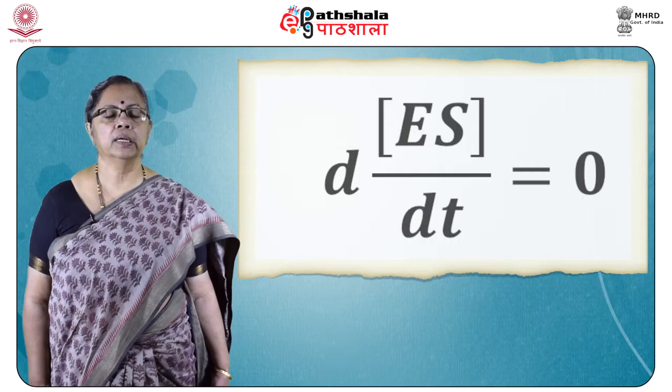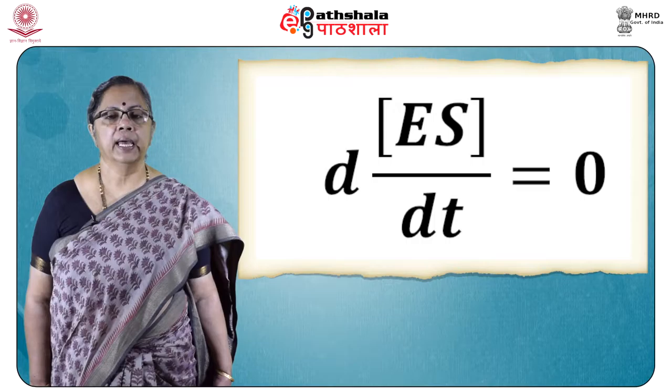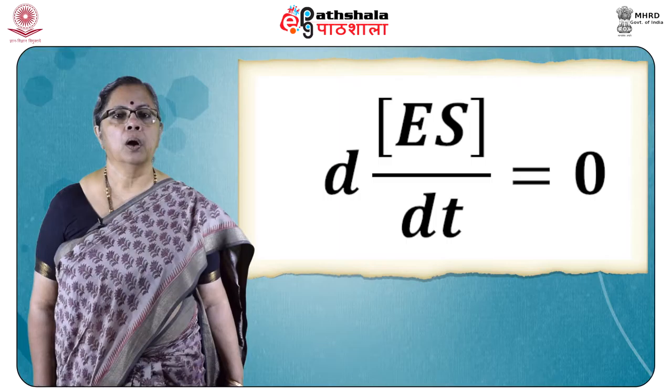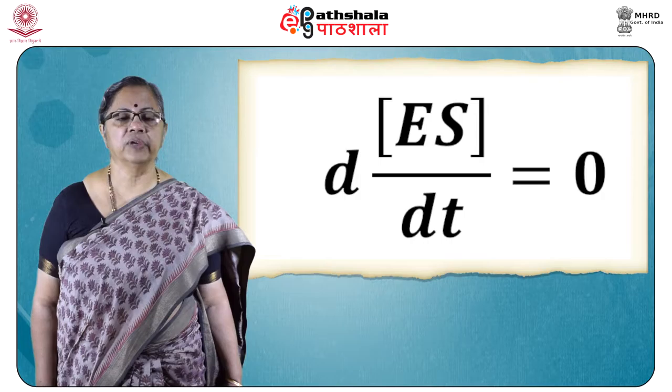First of all, dES by dt is equal to zero, an assumption of the steady state hypothesis. All reaction rates leading to the formation of ES are balanced by reaction rates removing ES.